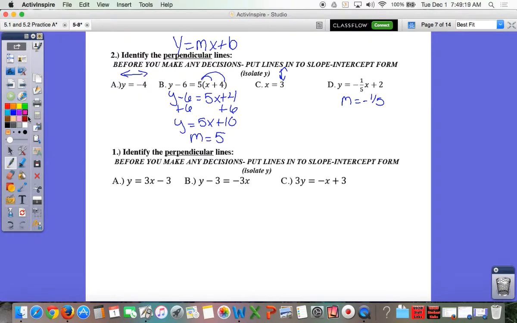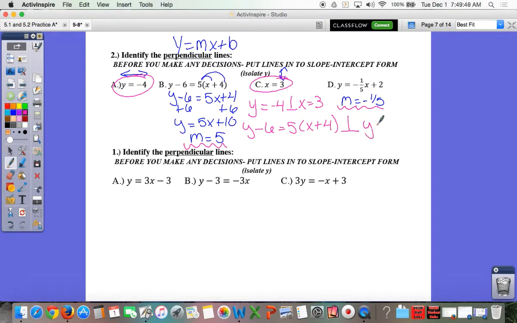So if I take a look, I know that my vertical and horizontal lines, y equals -4, is perpendicular to x equals 3. Then I look, positive 5, -1/5, they're opposite reciprocals. So I could say that y minus 6 equals 5 times the quantity x plus 4 is perpendicular to y equals -1/5 x plus 2.